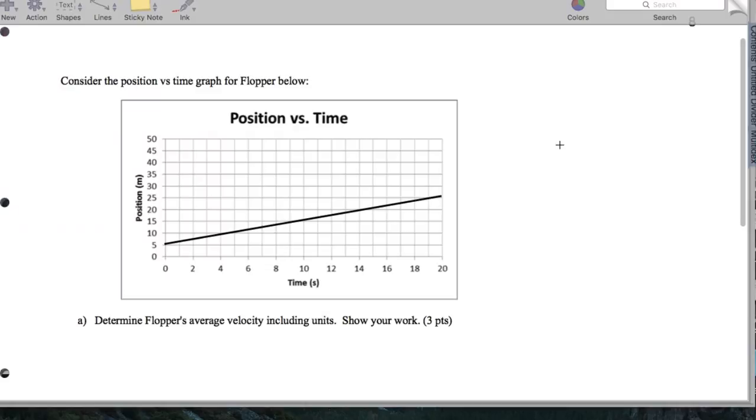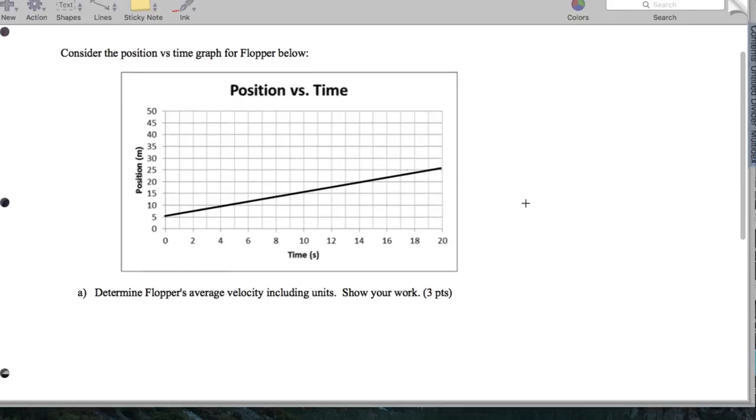Well, if you recall, in our first practice test, we had Flipper the toaster, and I don't know why I decided that Flipper should be a toaster, but I've decided that Flopper should be a waffle iron, a mysterious, magically moving waffle iron that goes from 5 meters to 25 meters in the span of 20 seconds. So once again, average velocity, including units.